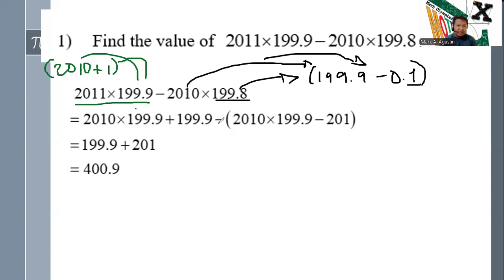And then from that, as you can see, we can distribute the negative and the positive. So this will become plus for this, and this is plus or minus for that, and plus 201. Since we minus this one, we can cancel these two, and what will be left is 199.9 plus 201, or 400.9. Any question and clarification with that one, everyone?